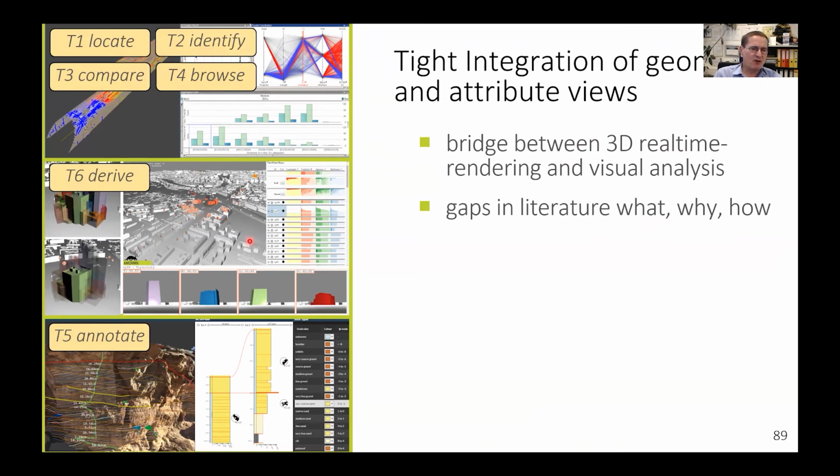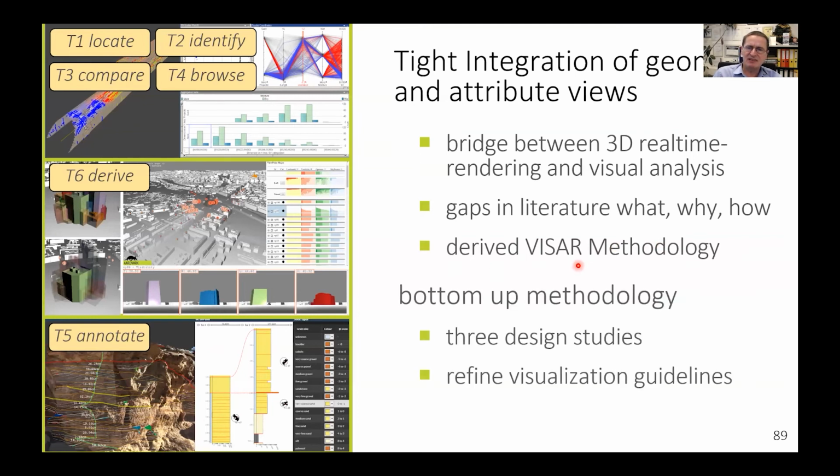I didn't talk about the urban planning scenario, but I have given a literature reference, if you're interested in that. And then we derived this methodology that gives some hints where in this integrated representation or combination between abstract and spatial data, additional research can be done. And it was a bottom-up methodology, first looking at various design studies and identifying commonalities and refining these visualization guidelines.